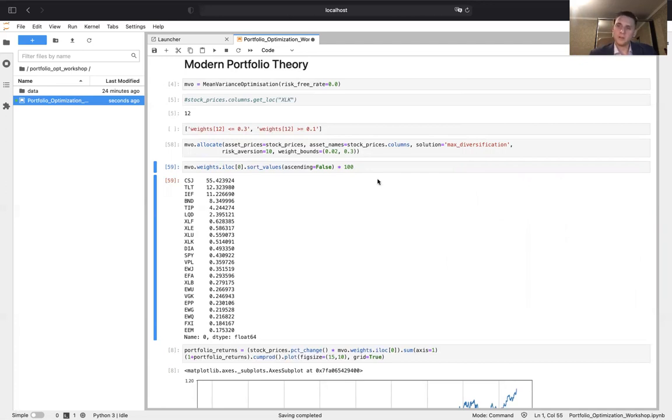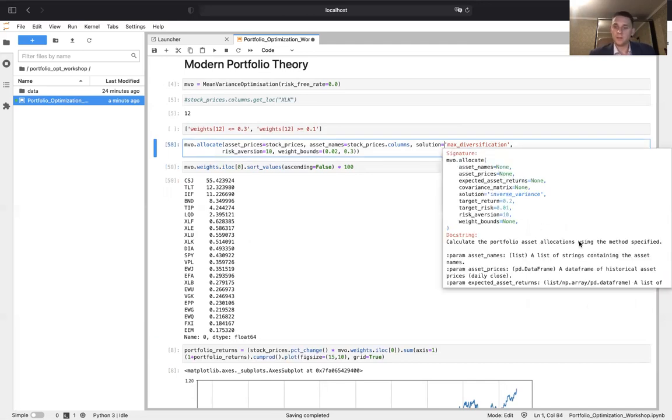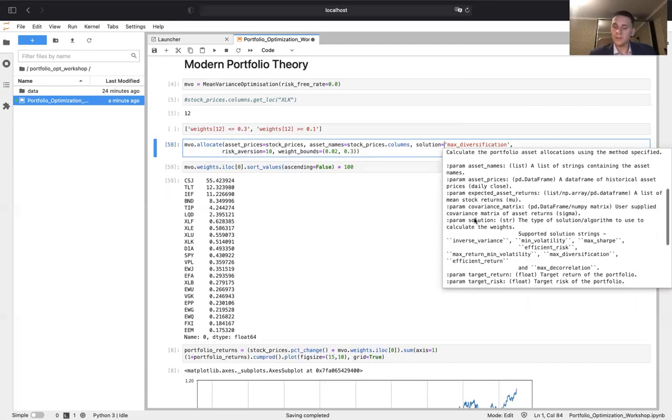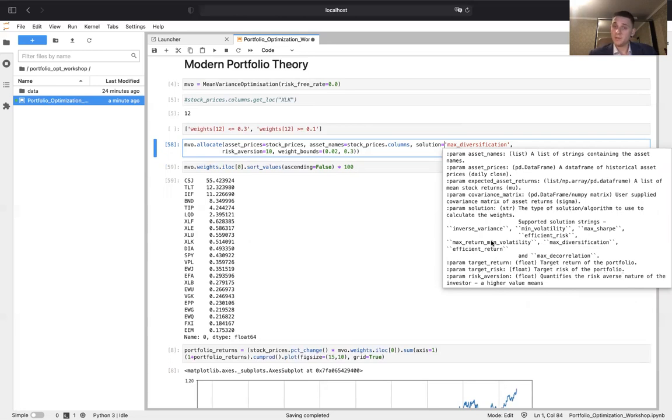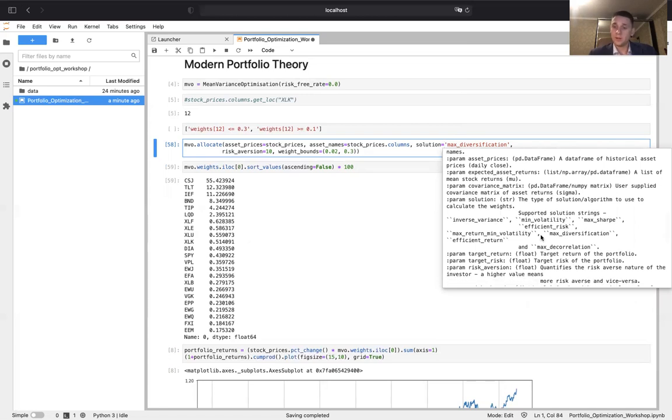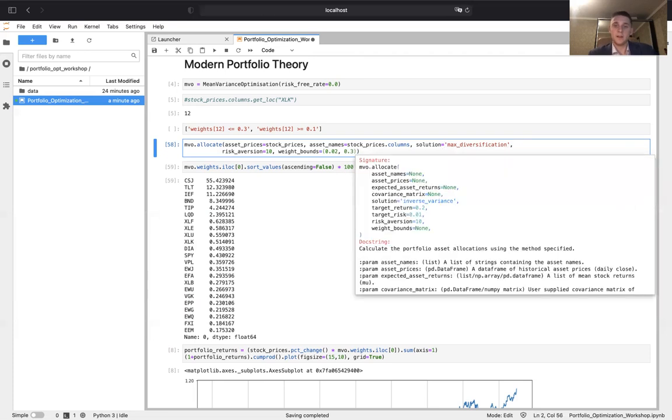So as I have also discussed, if you would like to use either max return, minimum volatility, or, let's say, for example, efficient return, or let's say efficient risk, here you need to specify a special parameter. As you can see here, we can also specify the parameters called target return and target risk.